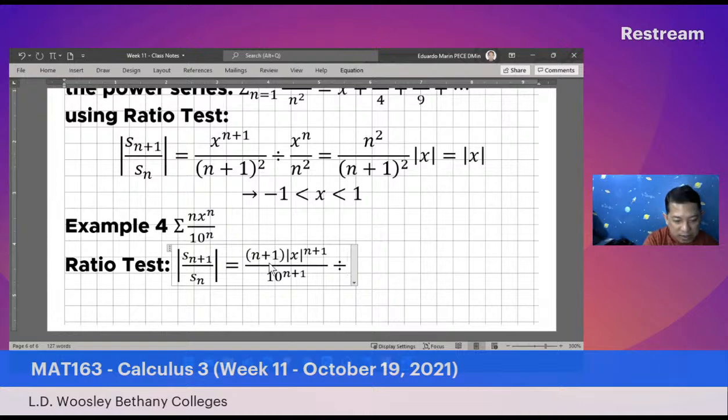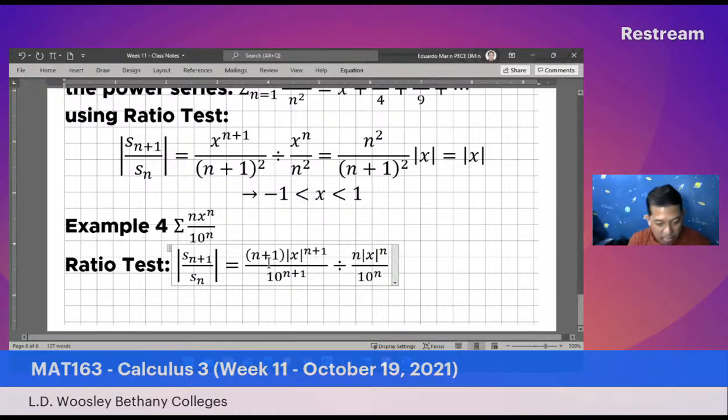And obviously, your s sub n is equal to n times the absolute value of x raised to n, right? All over 10 raised to n. All right, sige, solve, Dale.